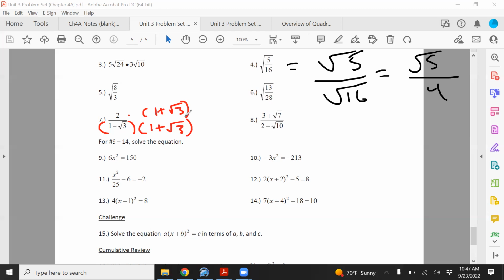Okay, so this right here is called the conjugate.